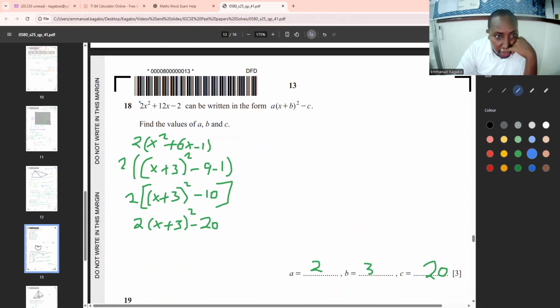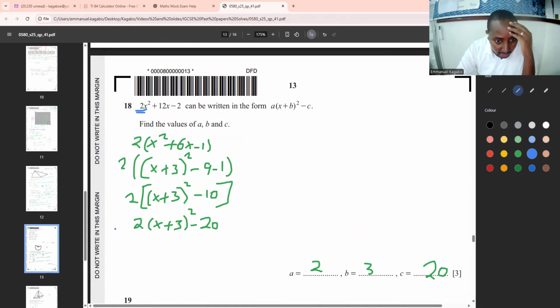Completing the square. Here A is not 1, so I need to factorize 2. So how many is x squared plus 6x minus 1? Are we together here? Then divide this by 2, I'll get x plus 3 squared. Square this one, I'll get minus 9, then minus 1 here. So what's minus 9 minus 1? It will give me minus 10.